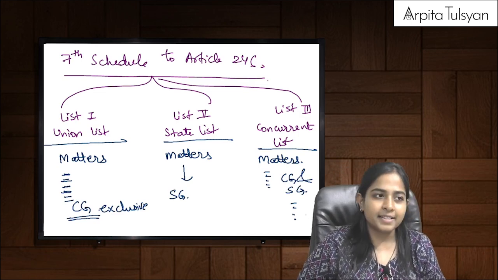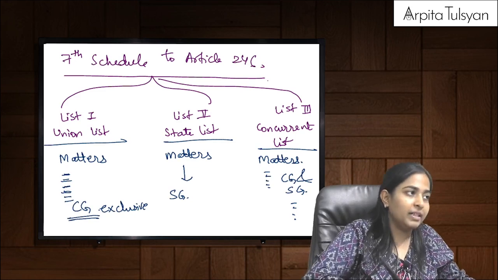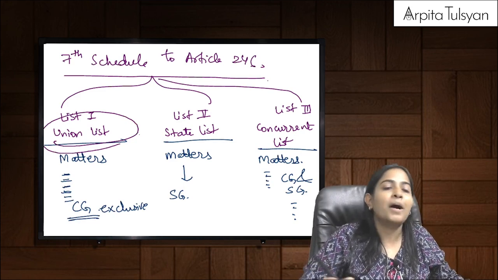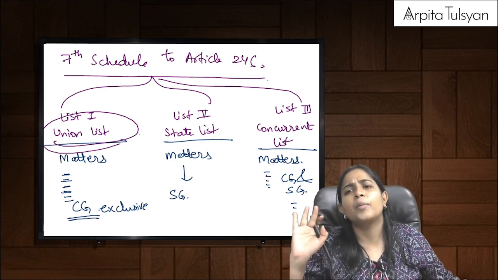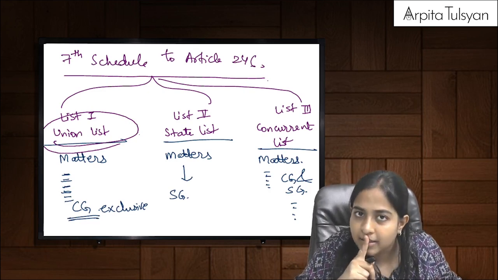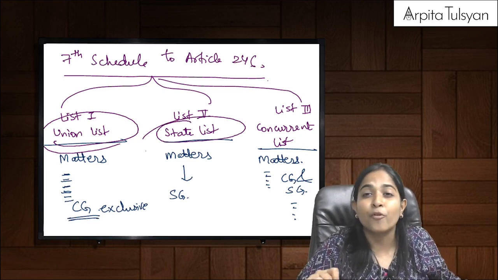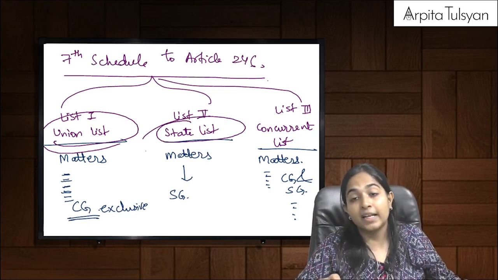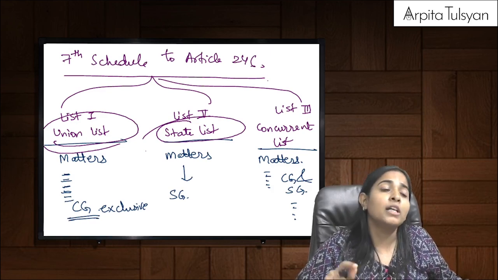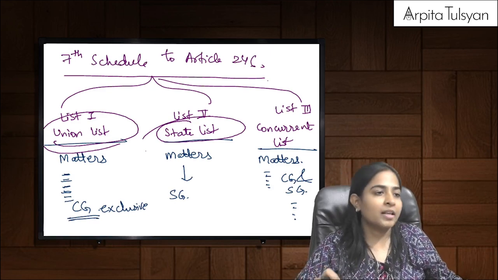Are you clear with this? Yes. Example: income tax forms part of the union list. Only the central government has the right to make the laws. State list: have you heard about profession tax? There is a tax called profession tax, which is a state matter. Only who has the right to make the laws? Only the state.